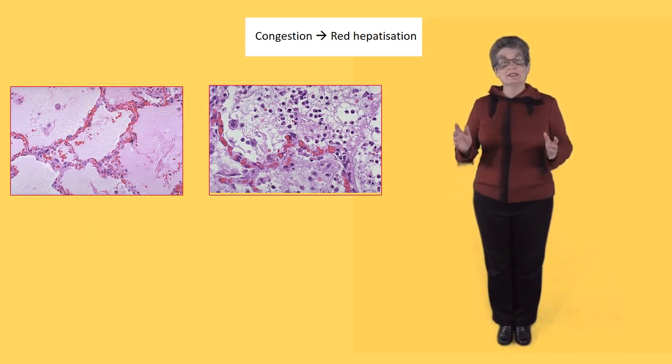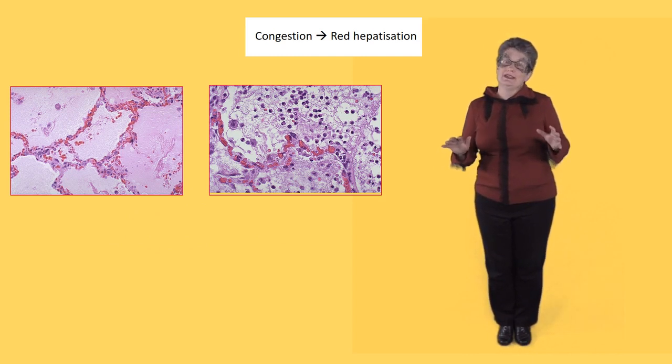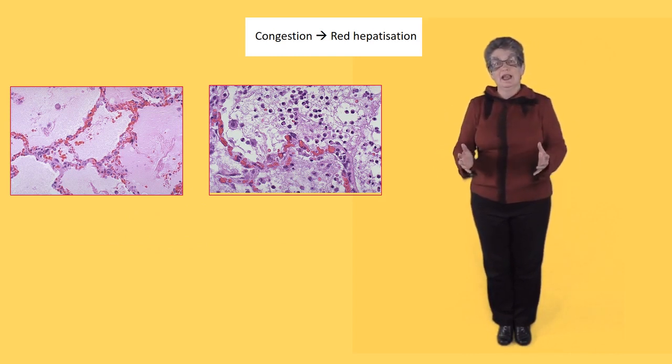Let's think about what happens at the very start of a pneumonia. The first thing that happens is congestion. Here, occasional bacteria are present in the alveoli, and the air spaces fill up with clear fluid.